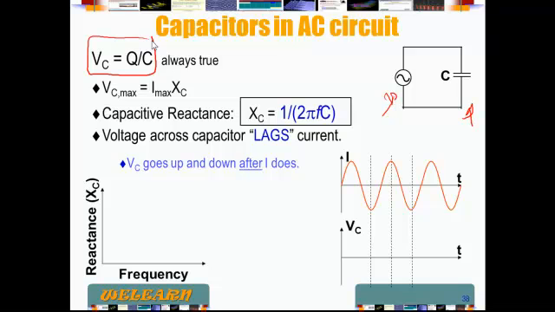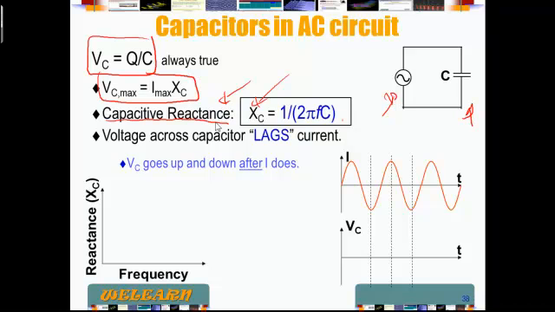Now, there is an expression we can write that's very similar to Ohm's law, which says that Vc max is equal to I max X sub C. X sub C, we define it as what we call the capacitive reactance. So this is a definition, and X sub C is equal to 1 over 2 pi Fc.